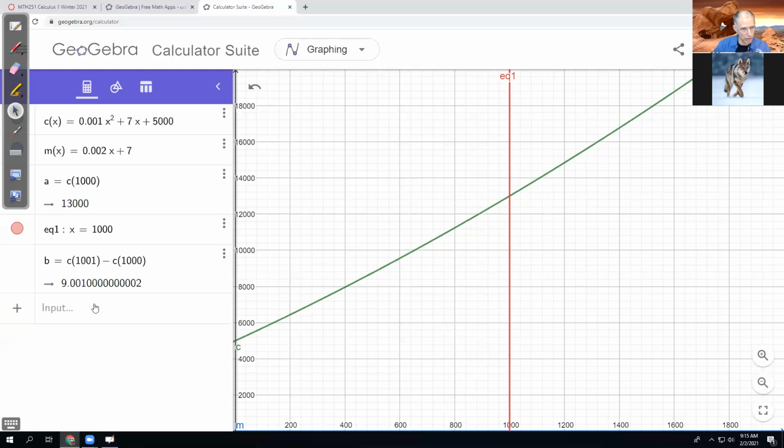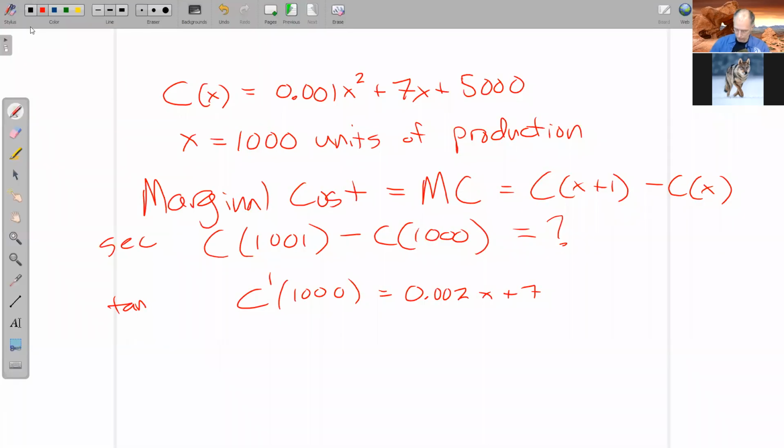If I take the derivative at that point, which is M, plug in 1,000, I should get a pretty similar number. So notice that they're very close together. In terms of dollars, they're about the same. So back here, this one right here is about 9.001. And what are the units there?